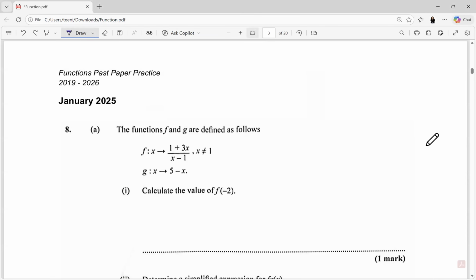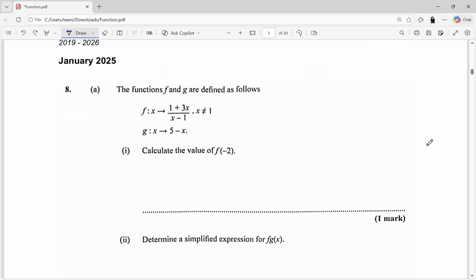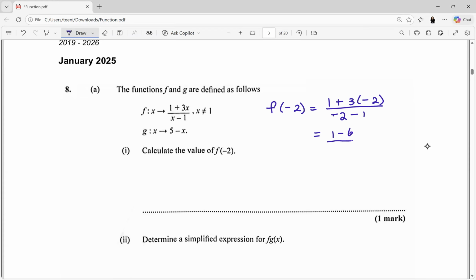Guys, I'm gonna start it. Find the value of f of negative 2. F of negative 2 means that you're gonna replace x in the function f of x with negative 2. So f of negative 2 is 1 plus 3 by negative 2 over negative 2 take away 1. 3 by negative 2 is minus 6, and minus 2 minus 1 is minus 3. So 1 minus 6 is negative 5, over negative 3.